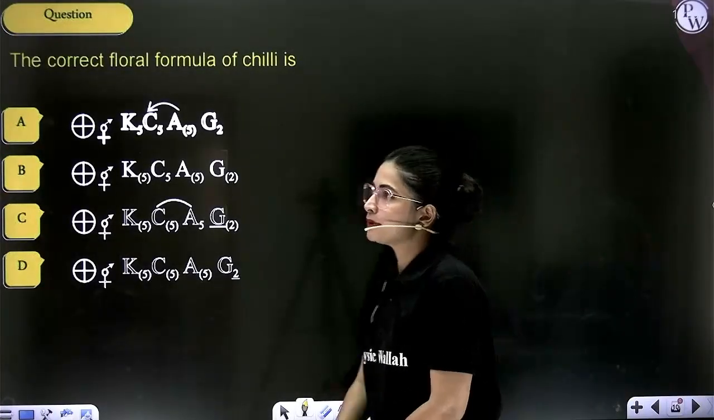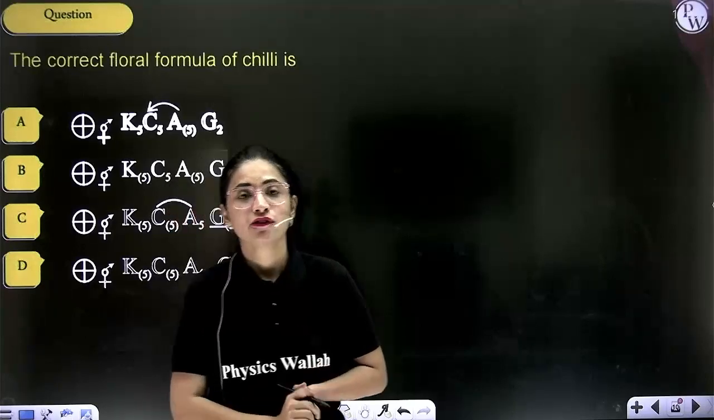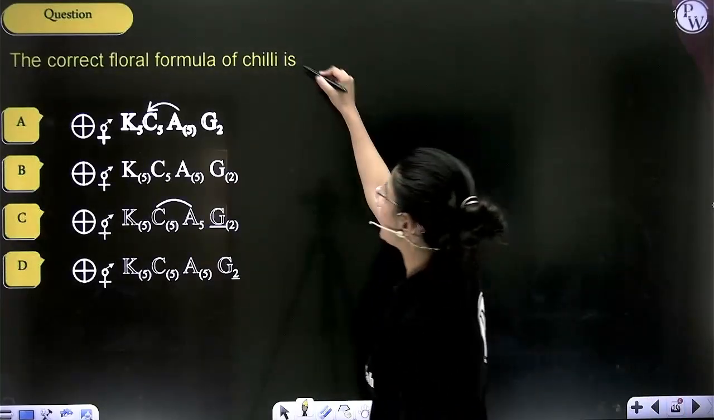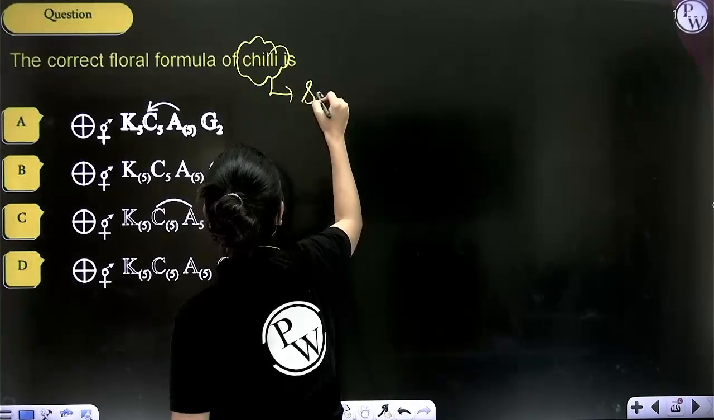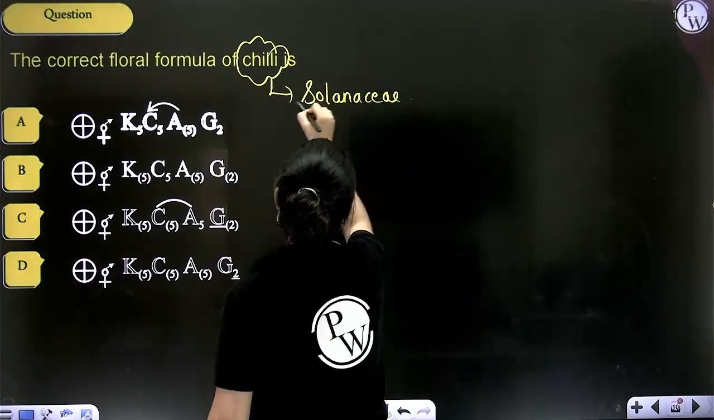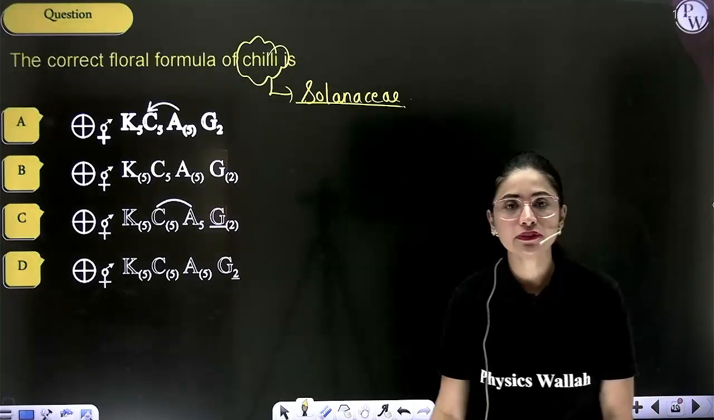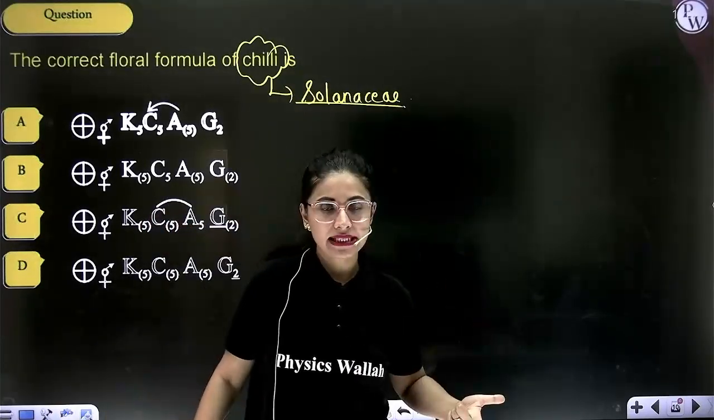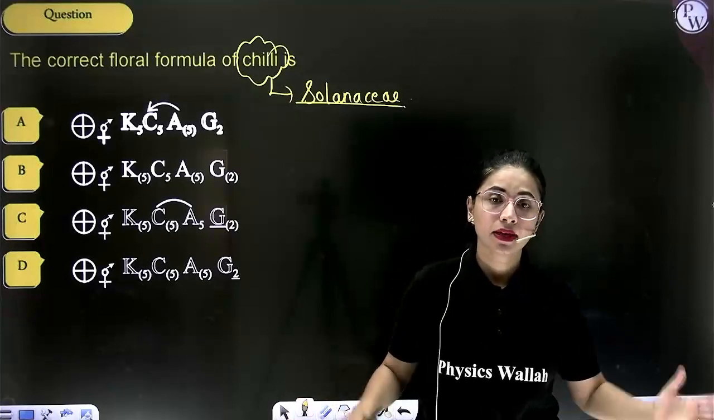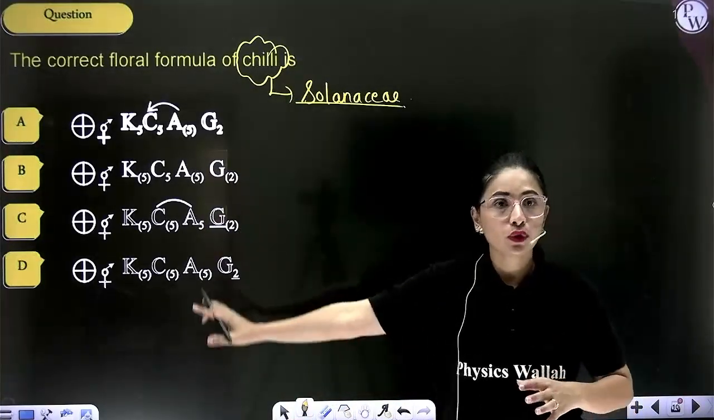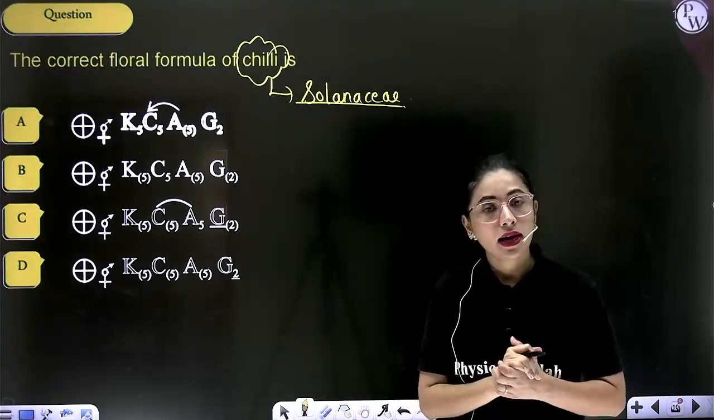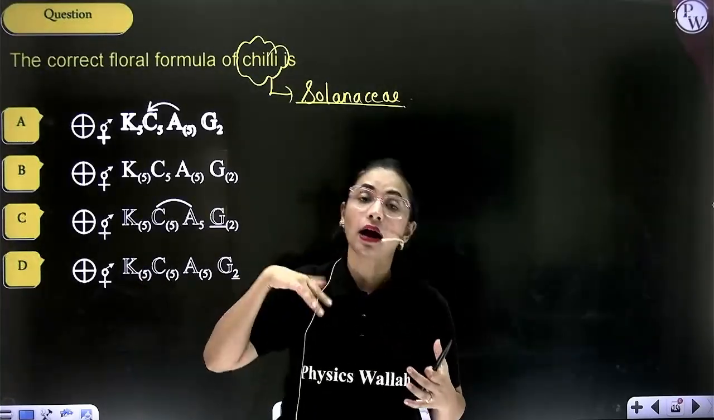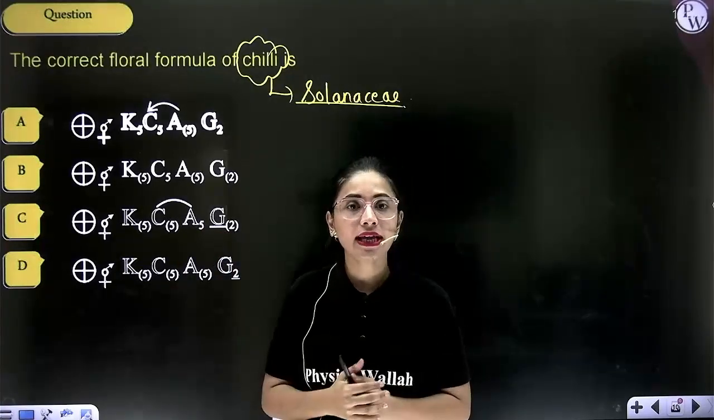Okay. Oh, wow. Simple question. Interesting question. You have to identify the correct floral formula. So the question on the screen is the correct floral formula of chili. Chili kis family ko belong karta hai? Absolutely correct. It belongs to the Solanaceae family. So you have learned basically four families: Brassicaceae, Fabaceae, Solanaceae, and Liliaceae. Out of which you have to identify the floral formula for Solanaceae. Now, before we look into the options, let's try to find out the formula by ourselves and then we'll try to match it with the answer.